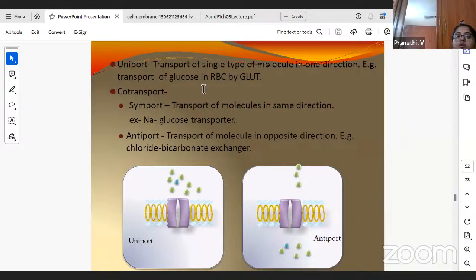Again, over here, you have seen uniport, co-transport. So you have the transportation of glucose in your red blood cells. So you have a GLUT. GLUT is the protein that is present. So GLUT transport, as it is known. Co-transport, you have sodium and glucose coming together. Antiport, wherein if sodium molecules come inside, the hydrogen molecules go out. So sodium hydrogen or sodium potassium, they are antiports. Another example is your sodium chloride and bicarbonate exchanger. So whenever chloride ions come inside, bicarbonate ions go out.